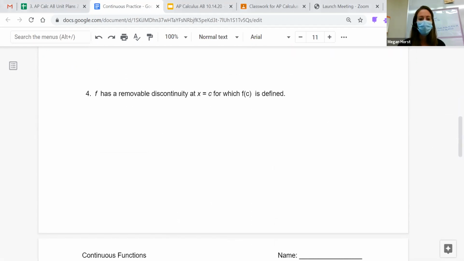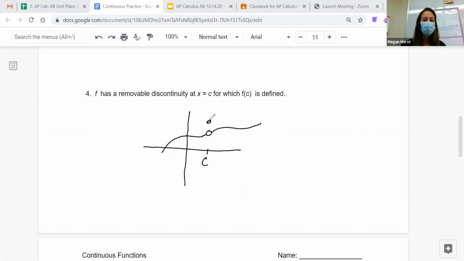For the last one, f has a removable discontinuity at x equals c, for which f of c is defined. So again, this is very similar to question number 2. We have a hole somewhere at some c value, and then we have a plug for that hole somewhere, but we're not actually plugging that hole in to make the function continuous.